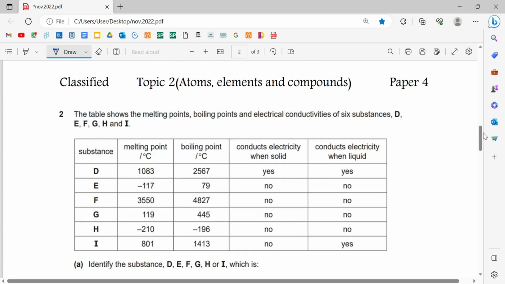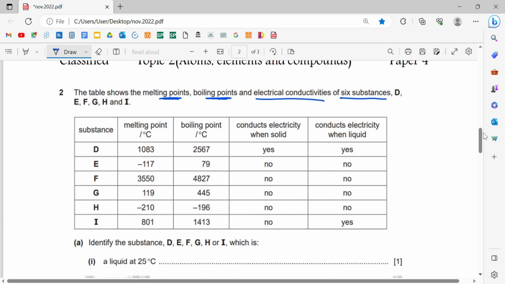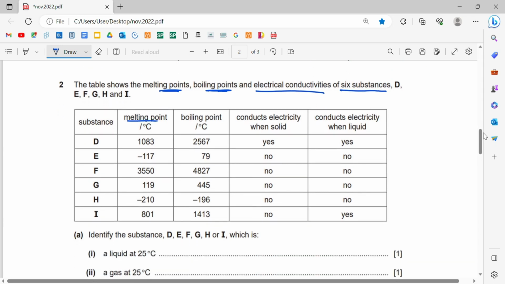Next, question 2. The table shows the melting points, the boiling points, the electrical conductivities of 6 substances, D, E, F, G, H, and I. So here we have the table with the melting points, boiling points, and the conductivity when solid and the conductivity when liquid. Identify the substances D, E, F, G, H, or I, which is.